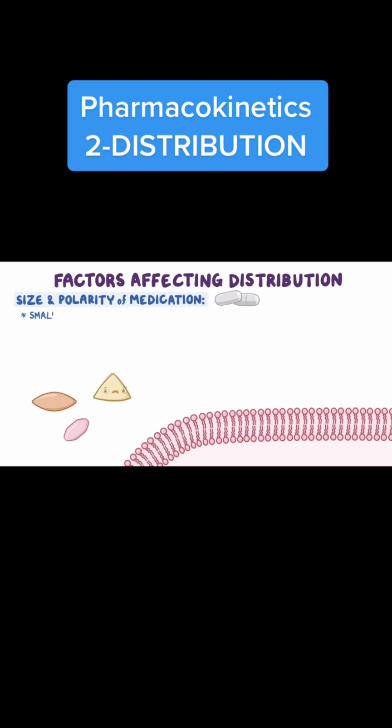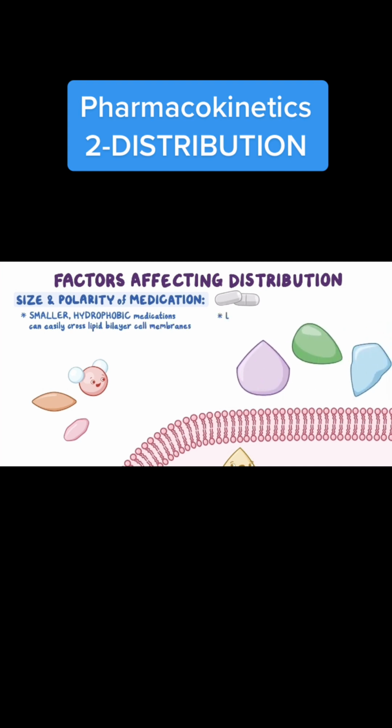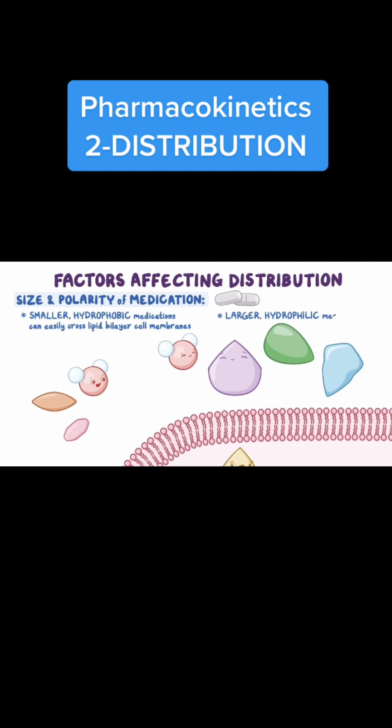Similarly, the size and polarity of a medication affects its distribution, so in general, smaller hydrophobic or lipid-soluble medications can easily cross through the lipid bilayer cell membranes, giving them an extra edge in distribution over large hydrophilic or water-soluble medications.